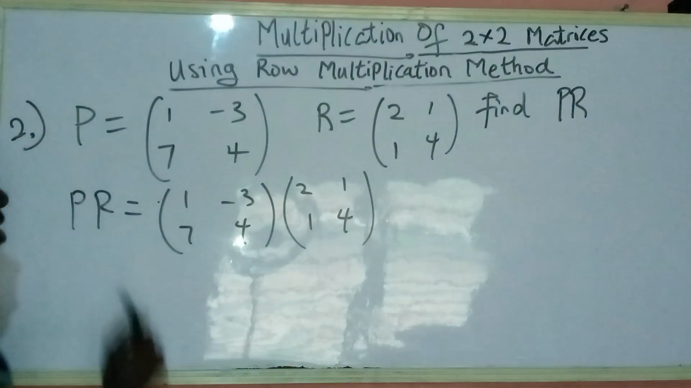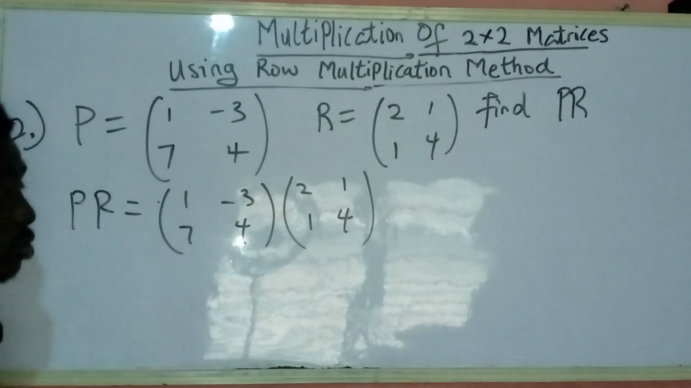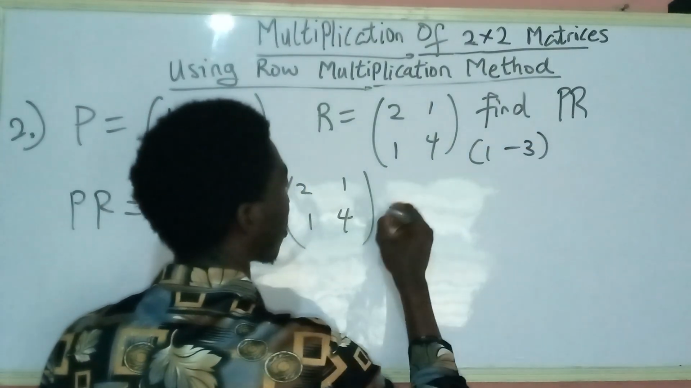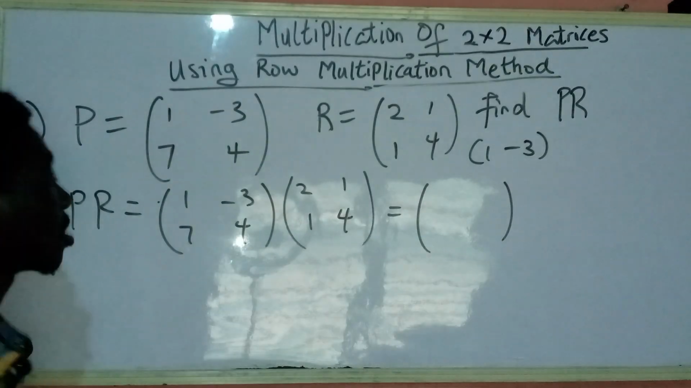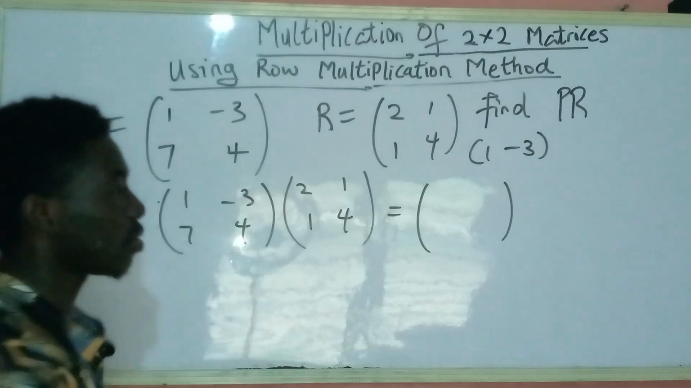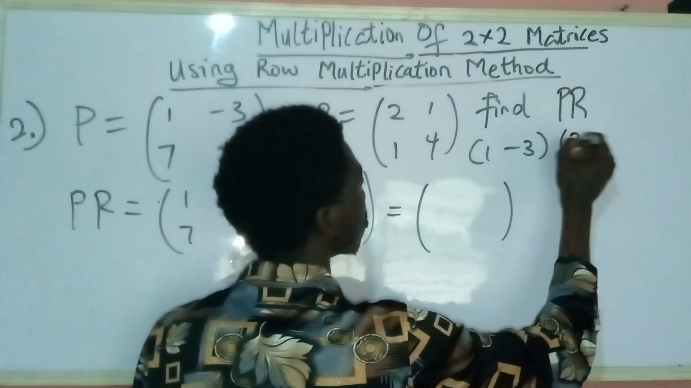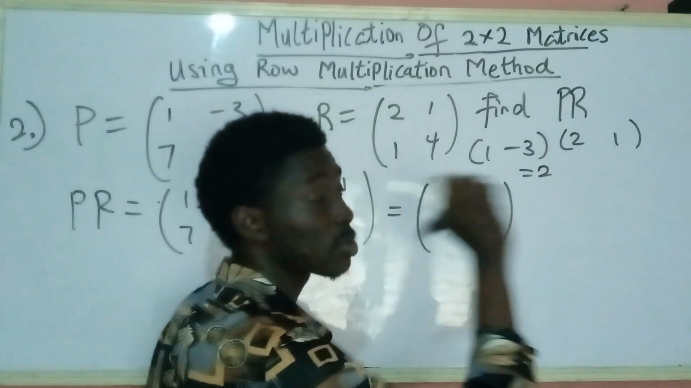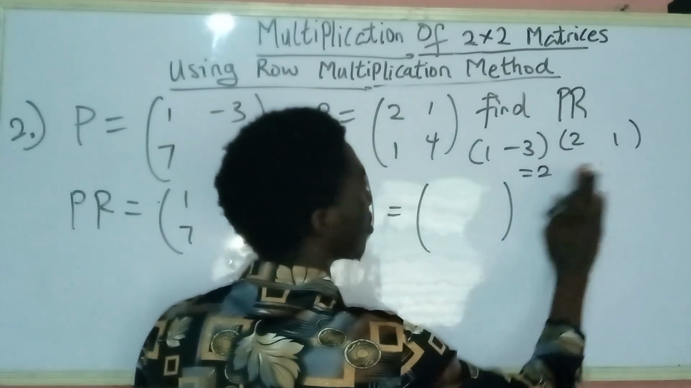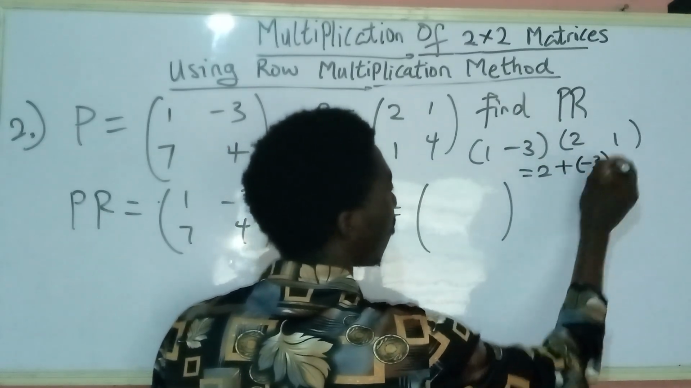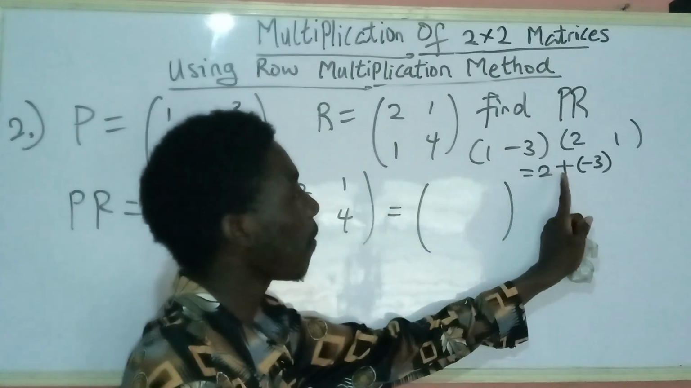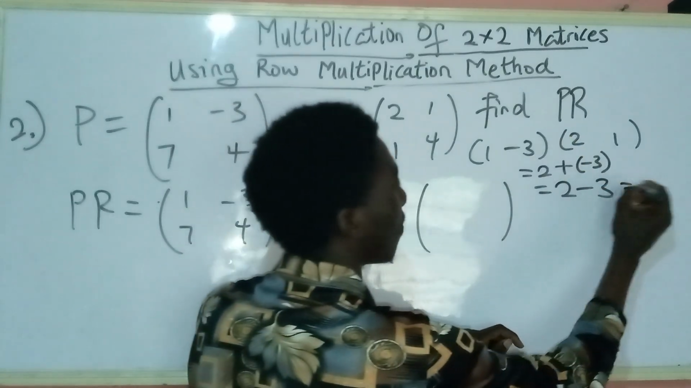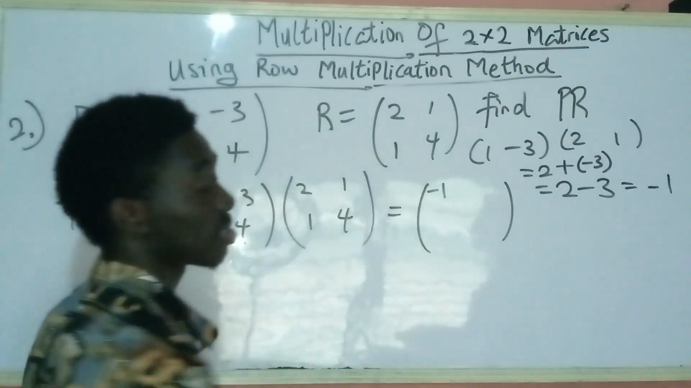But we know how to multiply the matrices, we start with what? With the first row. So the first row is 1 and minus 3. Let me open the bracket down so that we fill up the answers. So 1 and minus 3, we multiply with the first column, 2 and 1. What does that give us? 1 times 2 is 2. Minus 3 times 1 is minus 3. So it will be plus minus 3. But we know plus multiplied by minus is a minus. So we have 2 minus 3, and that is equal to minus 1. So that means here it contains minus 1.